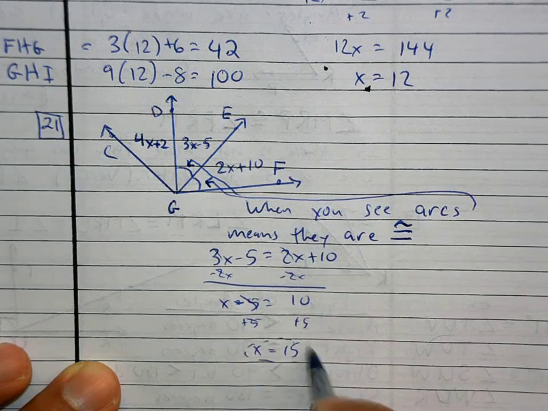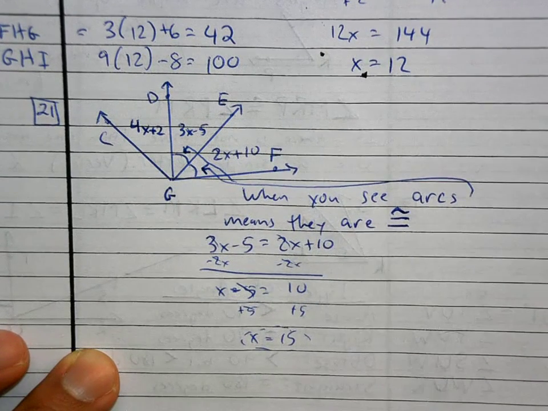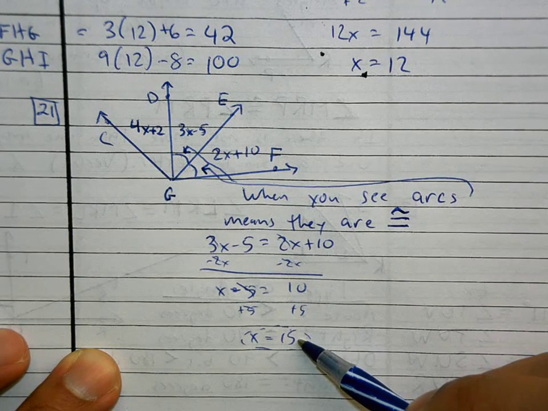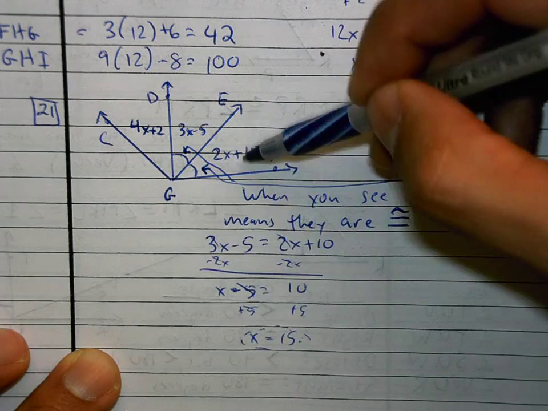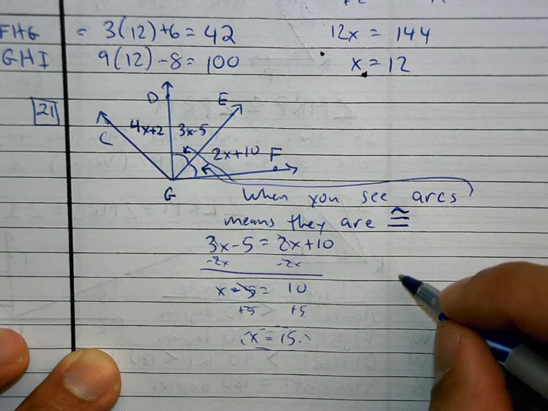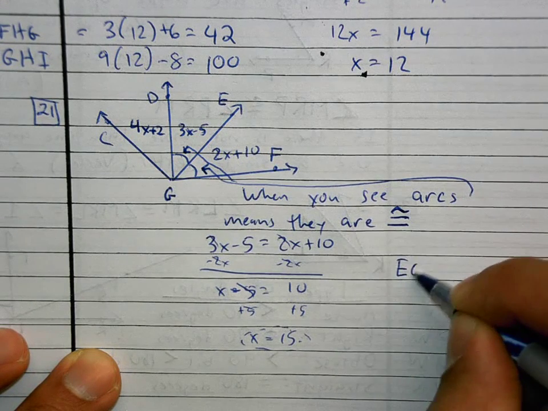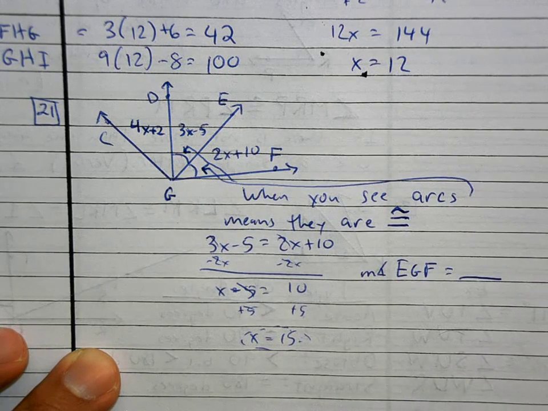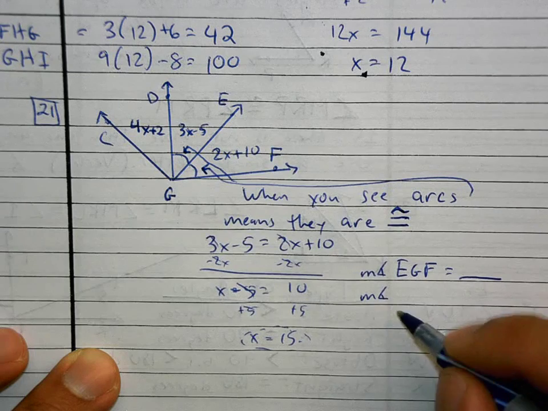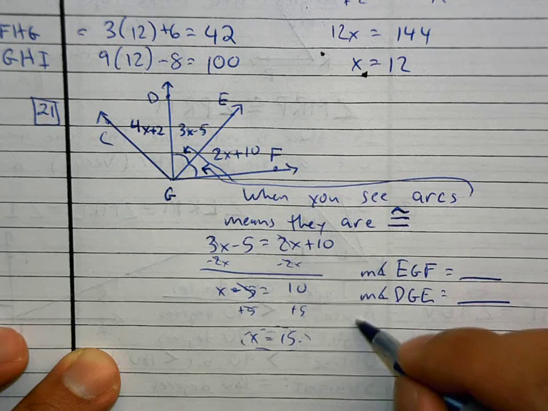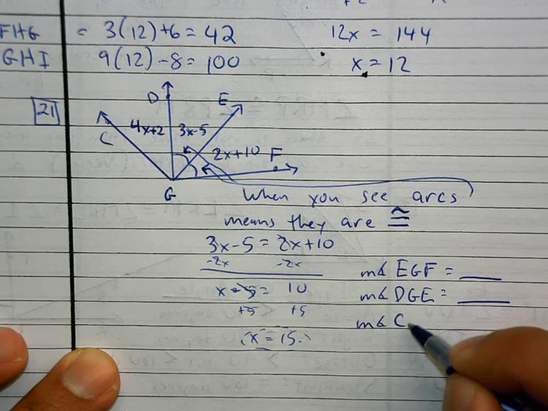It does not say stop when you get x. It actually asks you to find the angle measures and check your work. So if I know this is 15, I can plug it back in and find out what this angle is. 2 times 15 plus 10. Then we can figure out what EGF is, the measure of angle EGF. We can find the measure of angle DGE. And then we can find the measure of angle CGD as well.